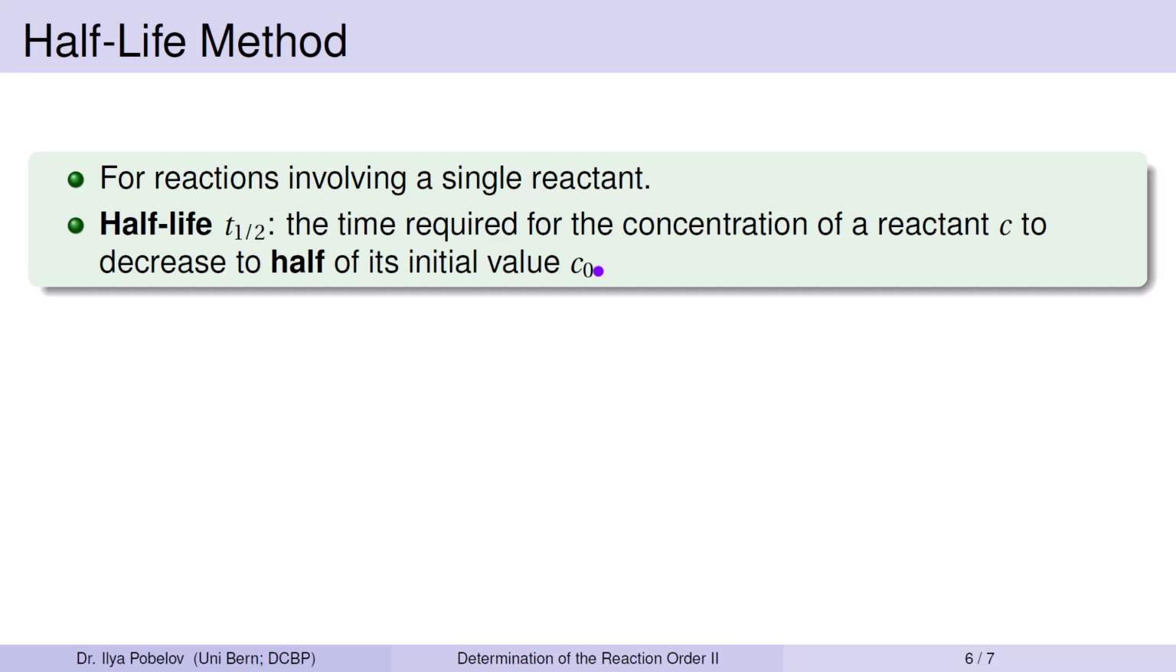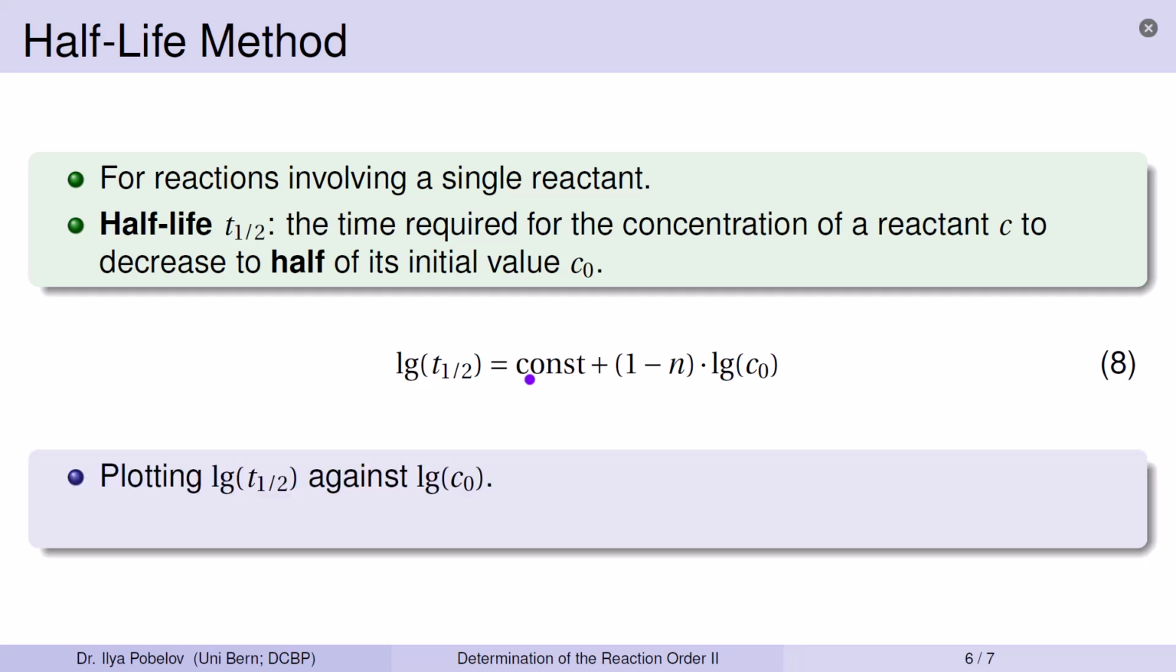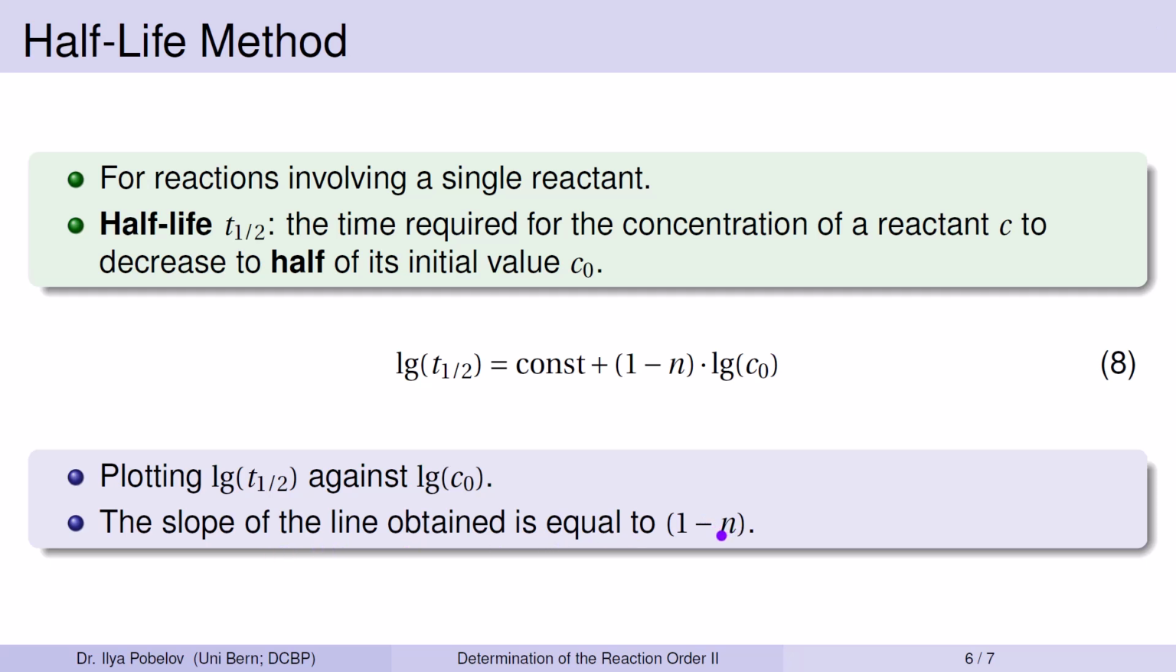The relationship between the logarithm of half-life and the logarithm of the initial concentration of a reactant for different reaction orders is expressed by this equation. We can utilize this relation by plotting the logarithm of the half-life against the logarithm of the initial concentration and examining the slope of the line obtained. It is equal to 1 minus the reaction order with respect to the analyzed reactant.